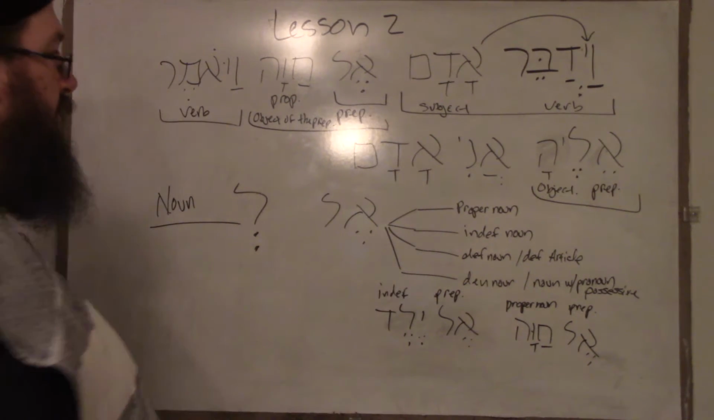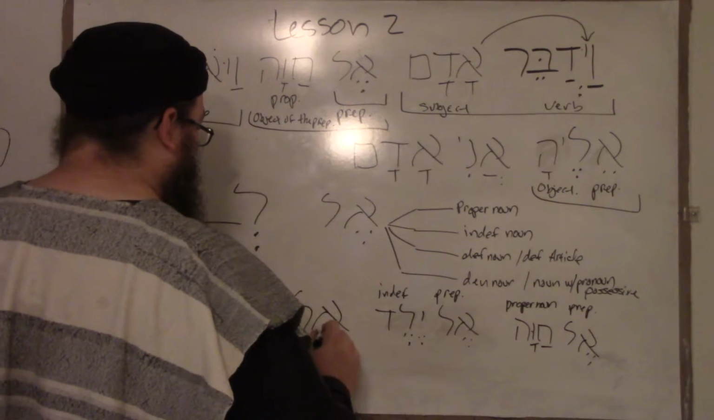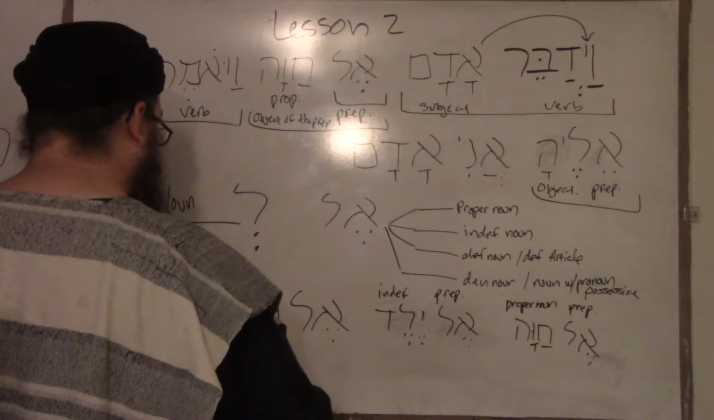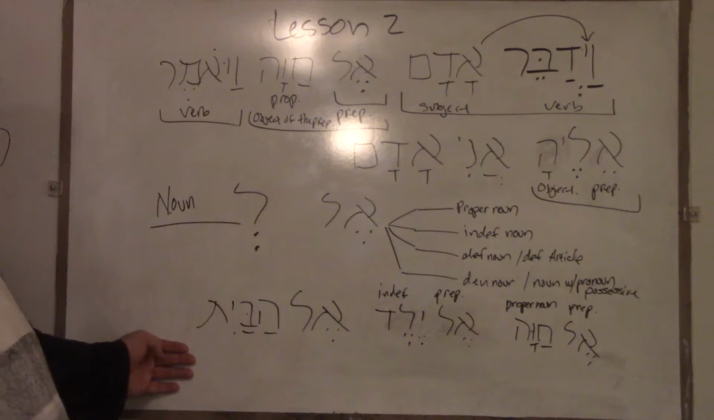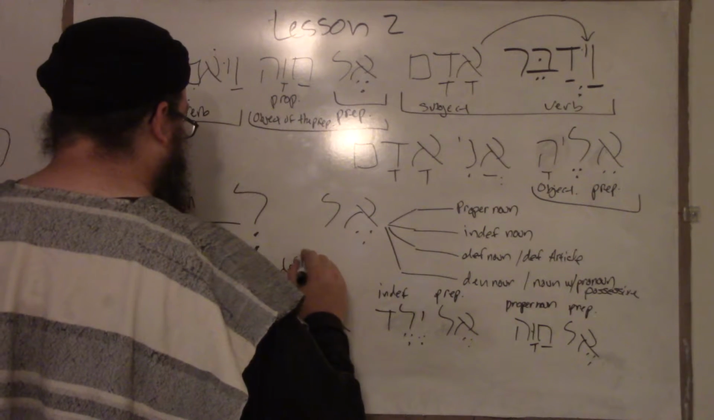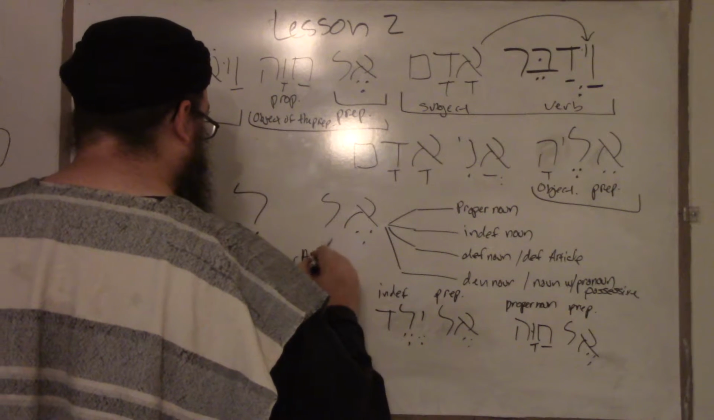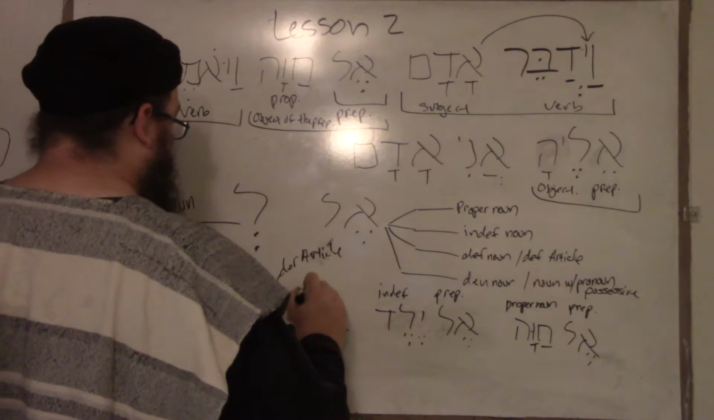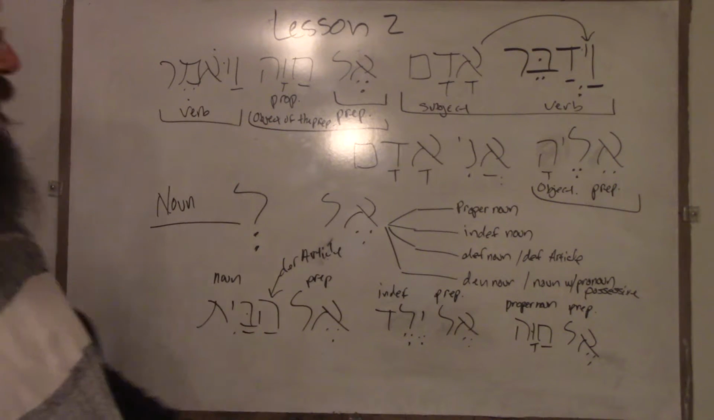The next category, we have a definite noun with a definite article. So here we have the word el, and then we have the word, for example, bayit. So el habayit, unto the house. So what do we find? We find the definite article. This is the definite article. Here we have our noun and our prep. Okay? So therefore we follow 3.